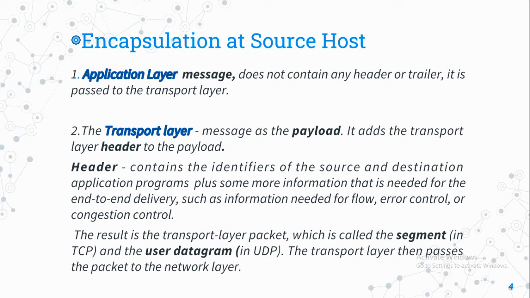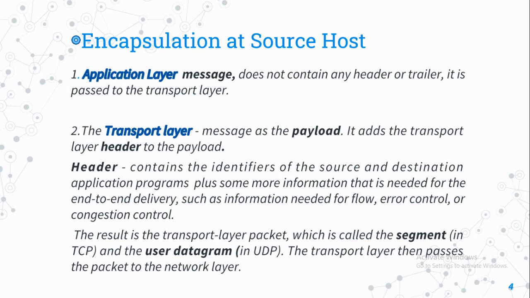In the application layer, it is a message. There is no encapsulation, so it won't add any header or trailer. It just passes the message to the transport layer. The transport layer receives the message as the payload, the thing it has to transmit, and it adds the transport layer header to the payload.